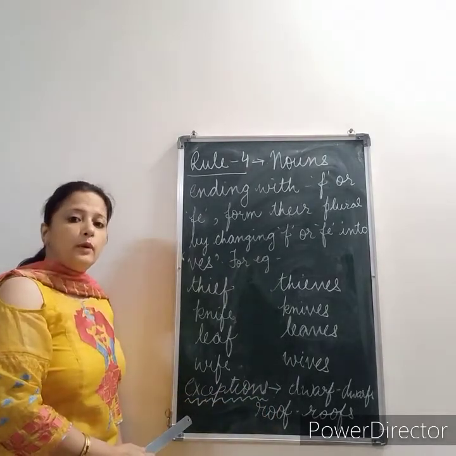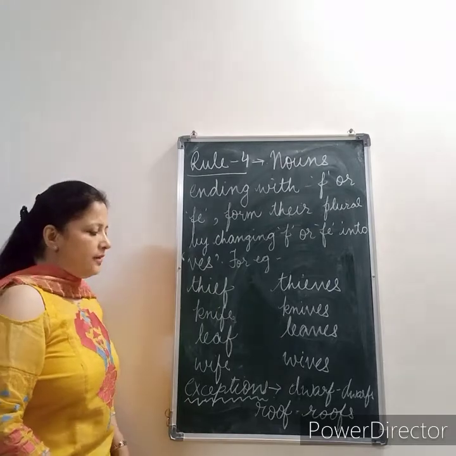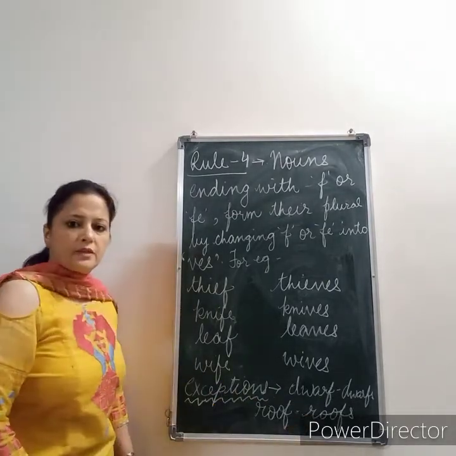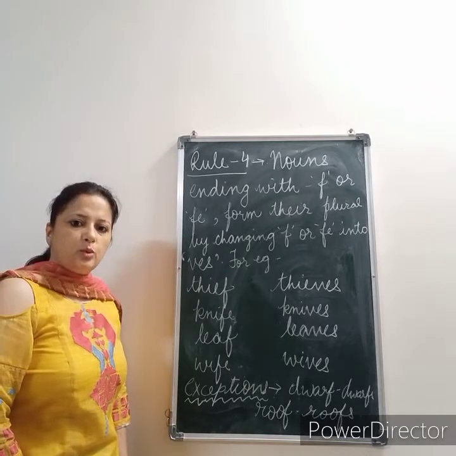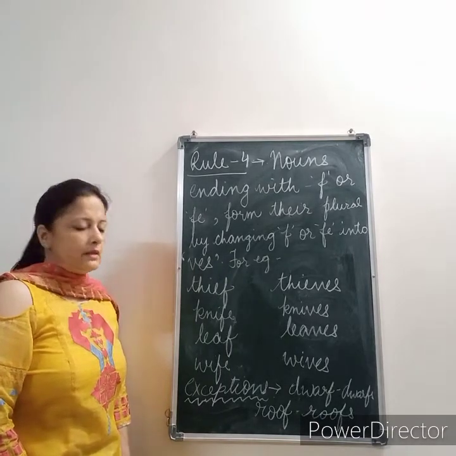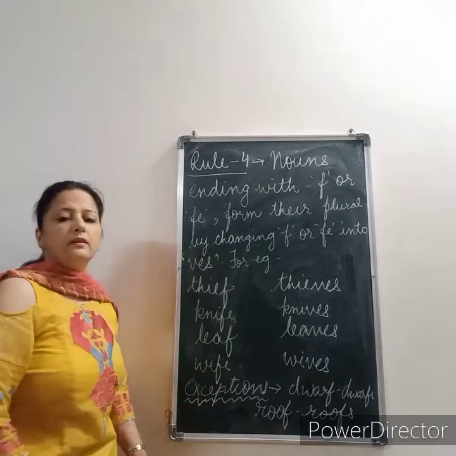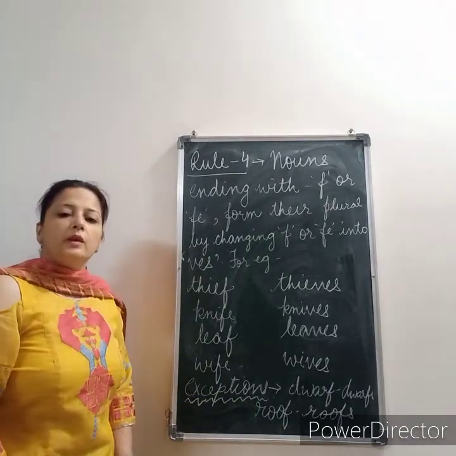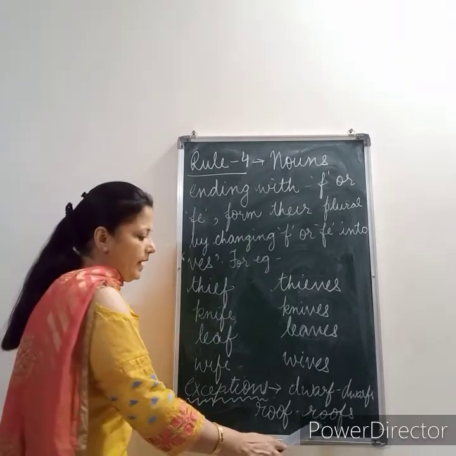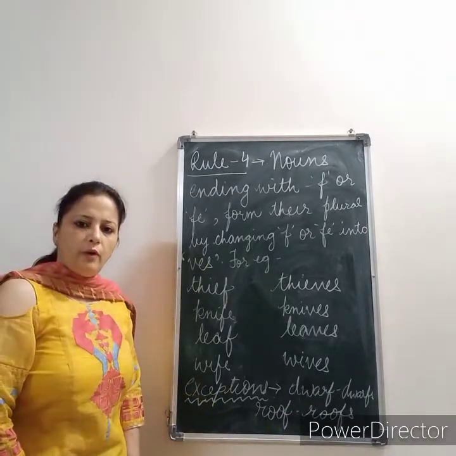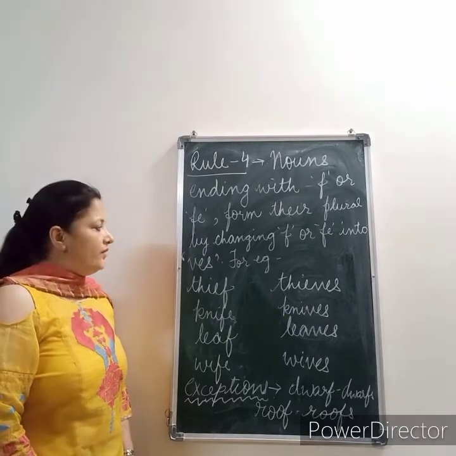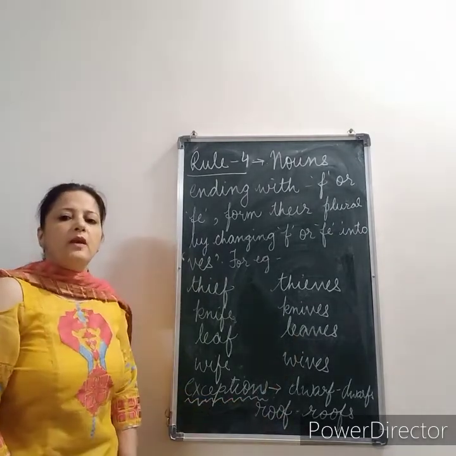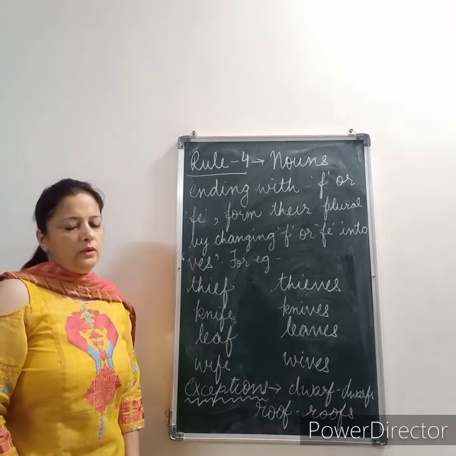But there are a few exceptions to this. For example, the word dwarf becomes dwarfs. We just add s to it. We do not replace the f with ves. The next word is roof. The word roof also becomes roofs in its plural form. We do not add ves to roof. Now these are the words which are exceptions to this rule.